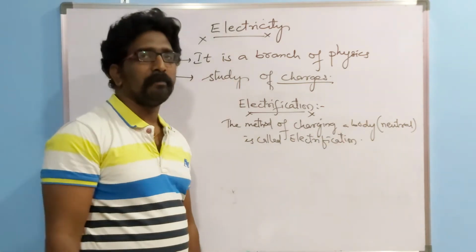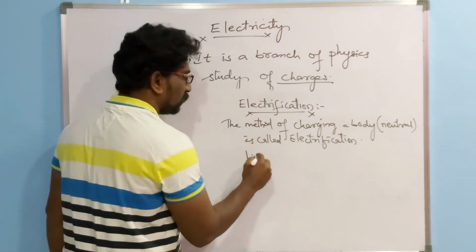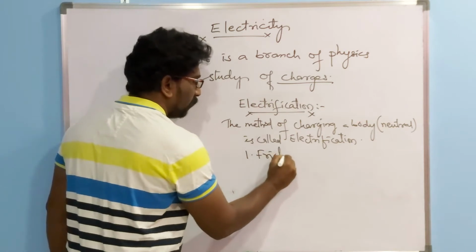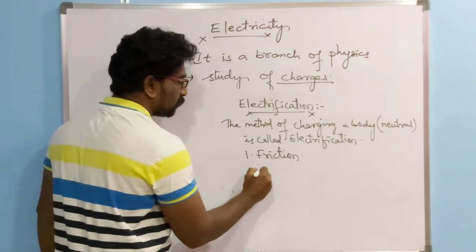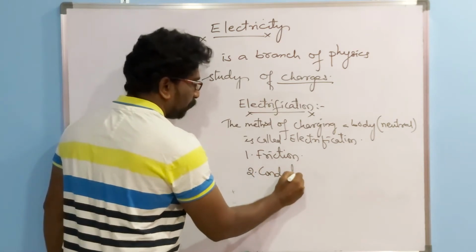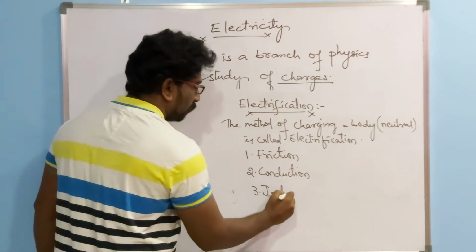So here there are basically three different types of electrification. The first one is called friction, the second one is called conduction, and the third one is called induction.